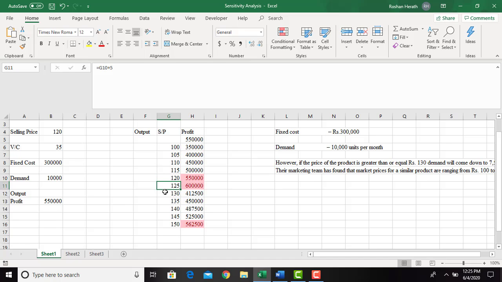So if you sell them at 125, you can achieve a profit of 600,000. And if you sell them at 120, you can achieve 150,000. But if you sell them at 150, 562,500. So out of these 3 prices, the most desirable one is 125.